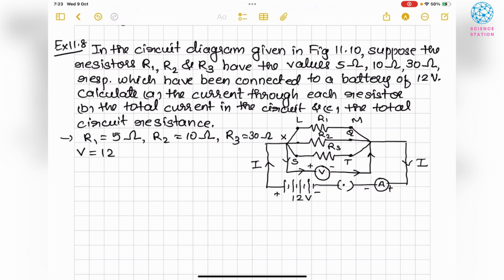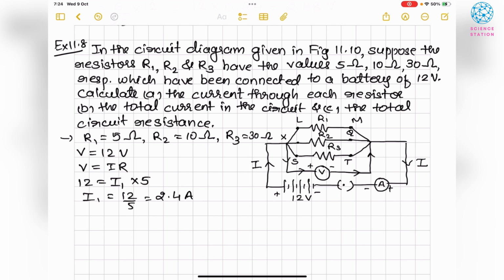So V equal to 12 volt. First, V equal to IR. So 12 equal to I1 into 5. So I1 will be 12 upon 5, that is 2.4 ampere.